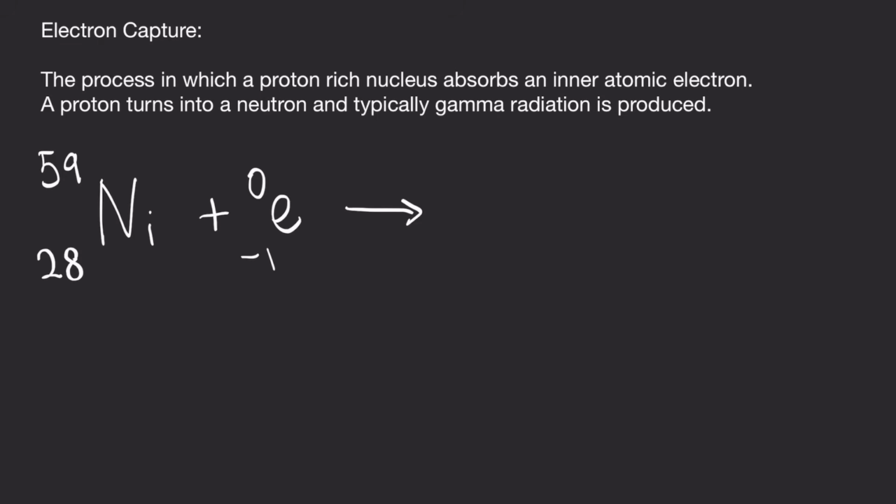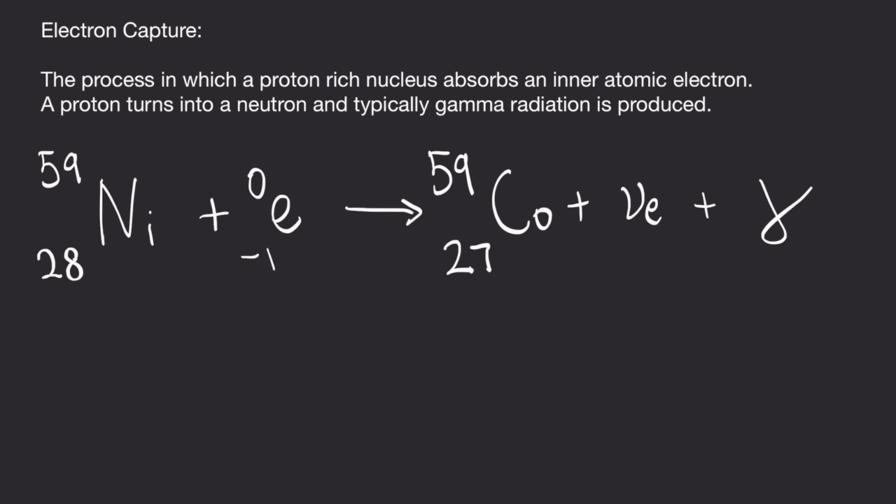So this here will change to cobalt. And since one of the protons has turned into a neutron, this number here will be 27, the proton number. The nucleon number will remain unchanged. We also need to conserve lepton number, so that's why we're also going to get a neutrino. And also some excess energy, typically as gamma ray photons or X-ray photons.